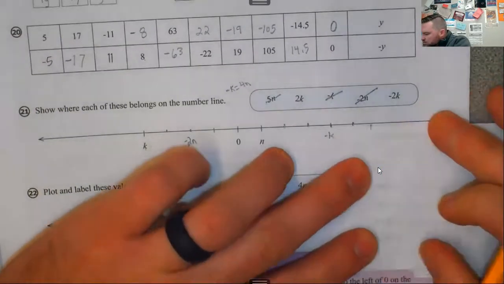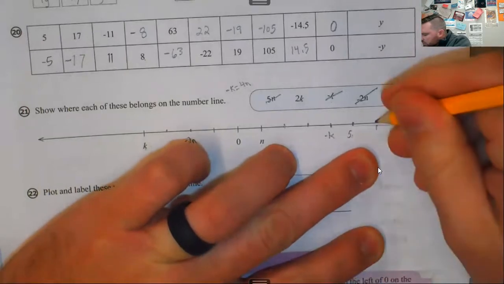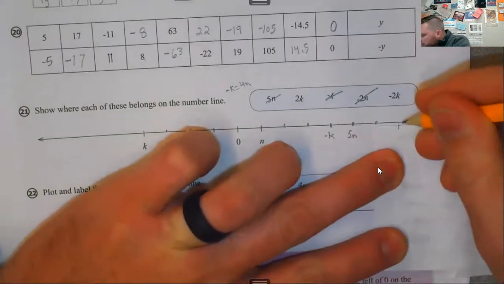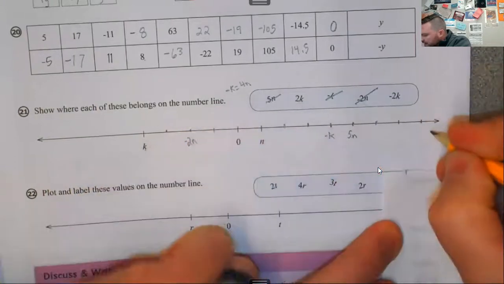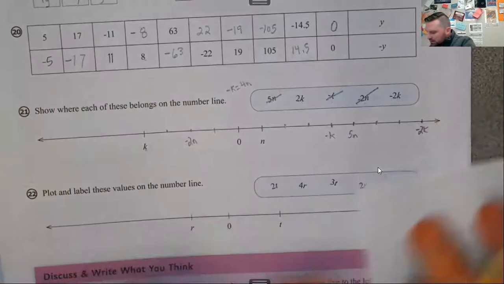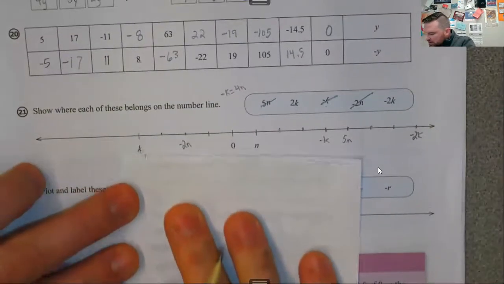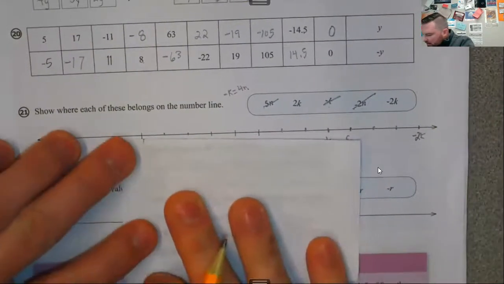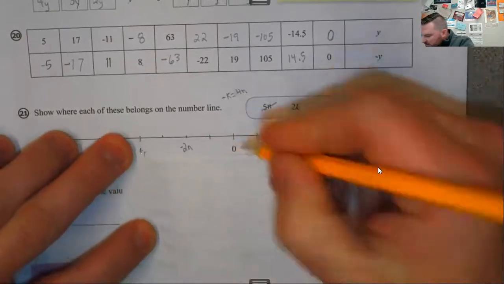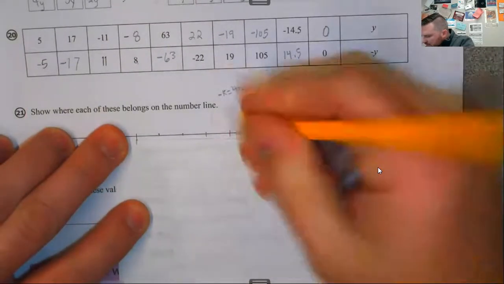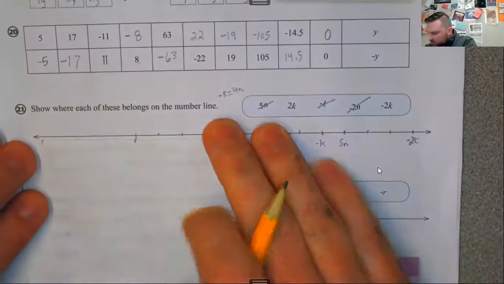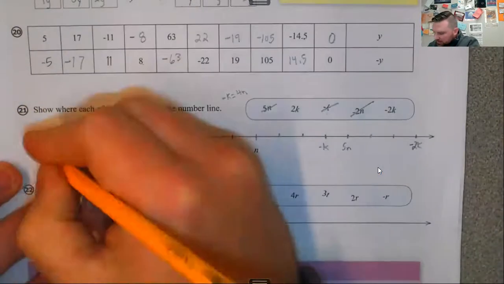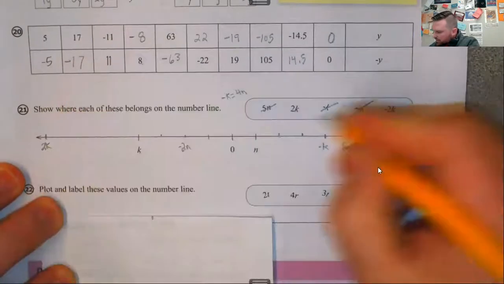So 1, 2, 3, 4. So this is negative 2k. And then you could just measure k. If I want to go from that line to 0, that's a k right there. So if I come over here, boom, right here, here is 2k.